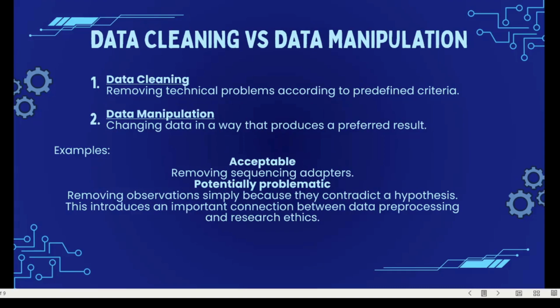Now, an acceptable example is removing sequence adapters. Yes, you can remove sequence adapters, you are allowed to do it. But potentially problematic is removing observations simply because they contradict a hypothesis. Suppose an observation is contradicting your hypothesis, you don't have to remove it. This introduces an important connection between data pre-processing and research ethics. So it is very important that you should be ethical while data cleaning. You don't have to manipulate data, you have to clean data, you have to pre-process data.